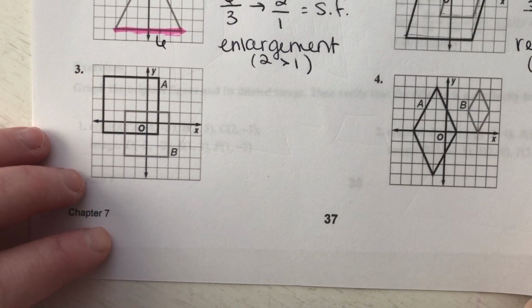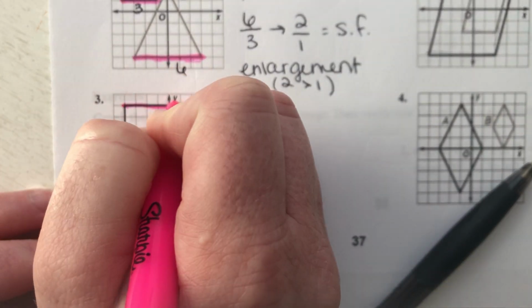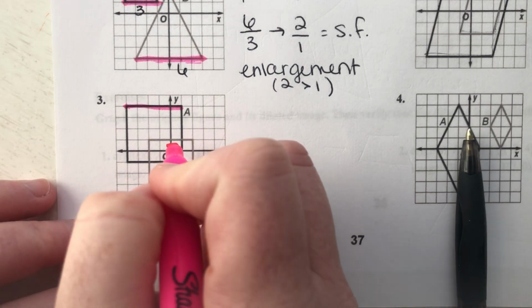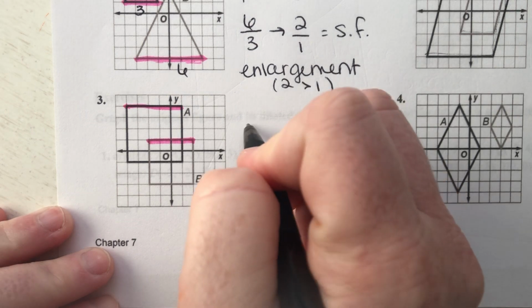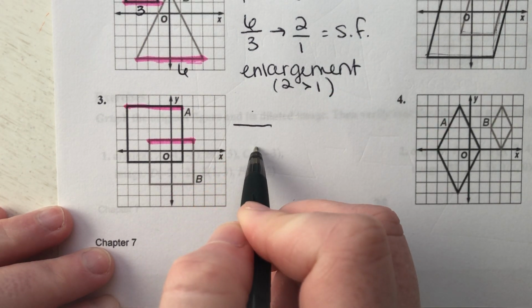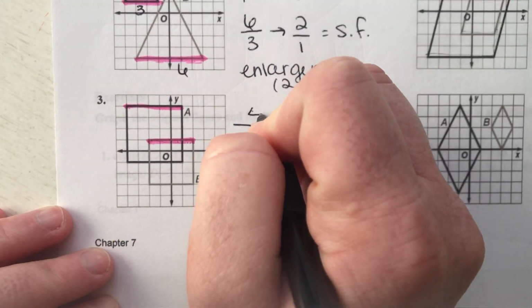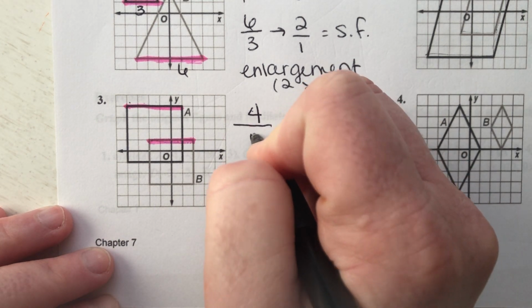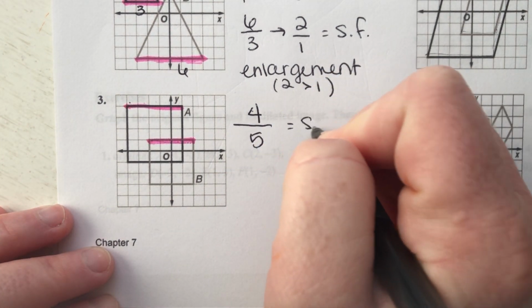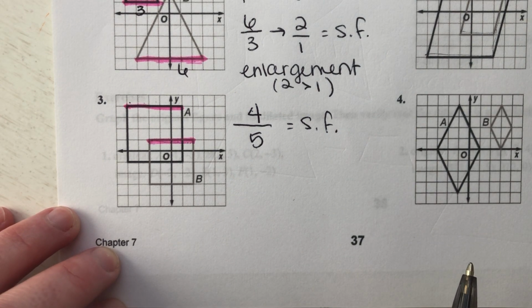All right, 2 more. Number 3, our original here. Here's A. I'm going to measure the top of it, and I'm going to compare it to the top of B, right? So here, it goes new over original, image over pre-image. So my image is 1, 2, 3, 4 units. And my original is 1, 2, 3, 4, 5 units. Okay, so 4/5, that's my scale factor. I can't simplify it anymore. And is 4/5 greater than 1 or less than 1? Obviously less than 1, right?